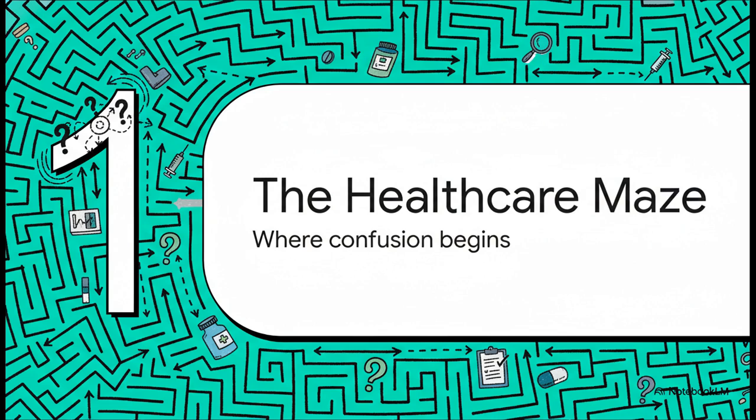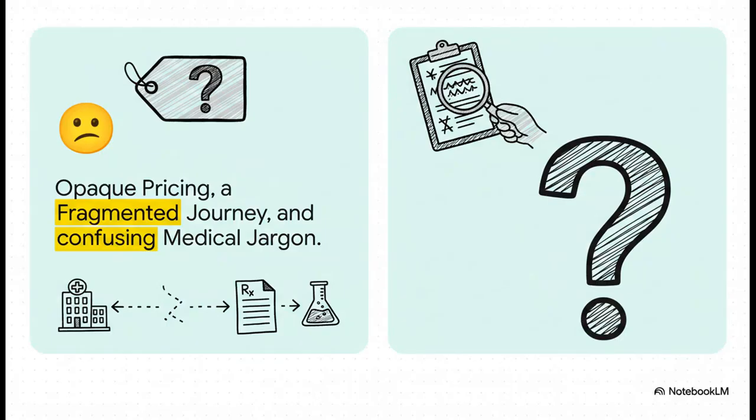Because that's what it feels like, right? A complicated maze that's the source of so much of our stress with the whole system. Now, this confusion really boils down to three core problems. First, opaque pricing. You almost never know what something's going to cost up front. Then there's the fragmented journey. Your doctor visit, your prescription, your lab test, they all feel totally disconnected. And finally, the big one, medical jargon, which makes those reports pretty much impossible to understand.